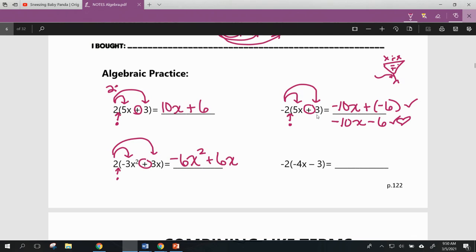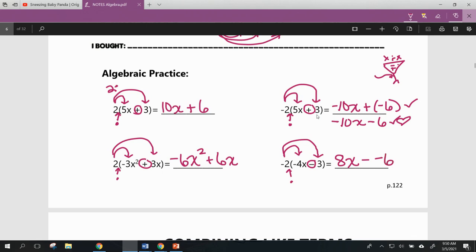All right, our next one, we're multiplying by -2. So negative 2 times negative 4, two negatives make a positive, so that's positive 8x. All right, we're going to keep this symbol in the middle. And now we're done with it. So we've got negative 2 times 3, which gives us negative 6.